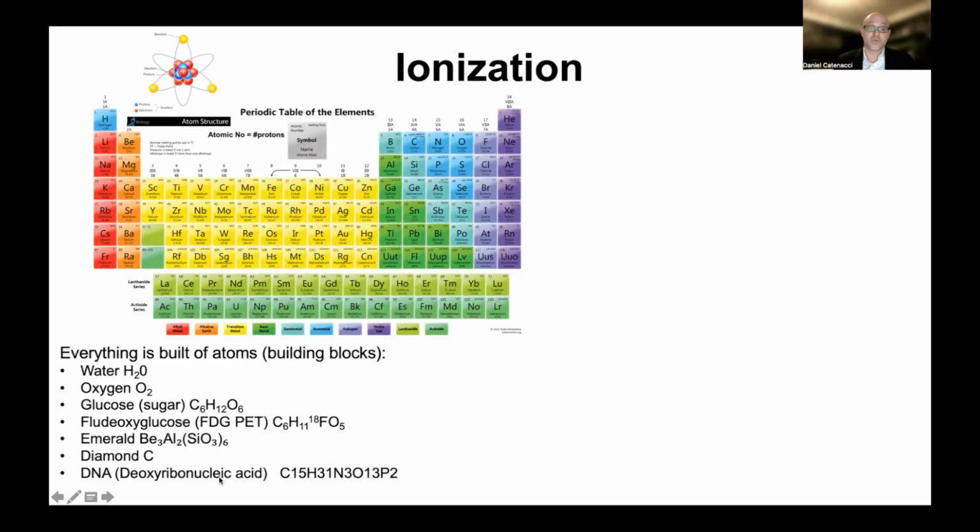Even DNA, which we've been talking about as such an important thing in oncology, is made of building blocks, those 4 bases we kept mentioning. When you look at the atomic structure, you can see that a segment of it is made up of 15 carbons, 31 hydrogens, 3 nitrogens, 13 oxygens, and 2 phosphorus in a specific 3-dimensional structure that's held together by bonds between these different atoms.